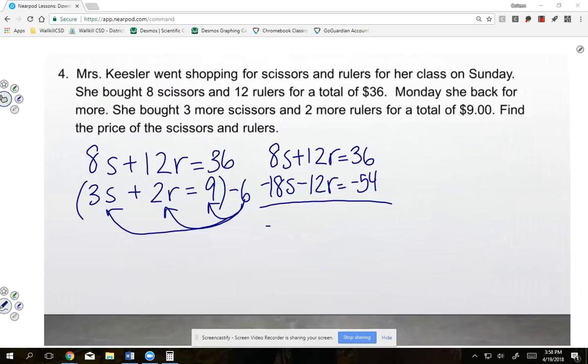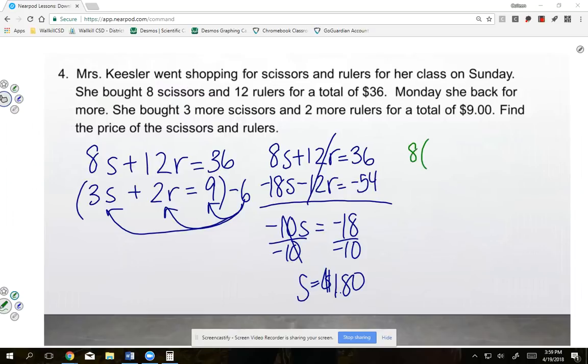8 minus 18 gives us -10S. The R's cancel out, and I get -18, 36 minus 54. Divide by -10, divide by -10, and we now know that scissors are worth $1.80. Then we take that $1.80 and plug it into one of the equations. I'm going to plug it into the first one.